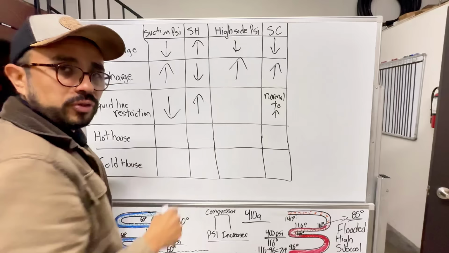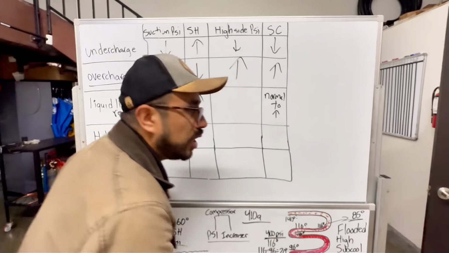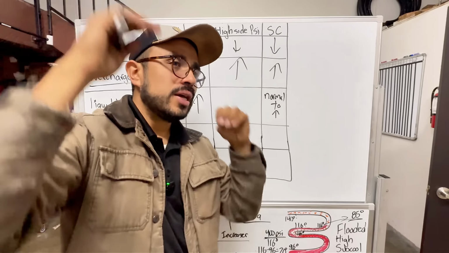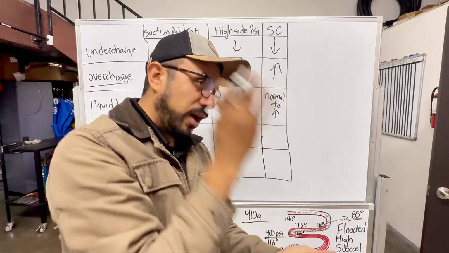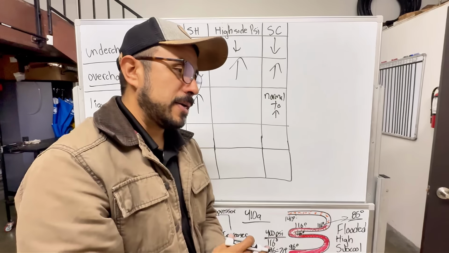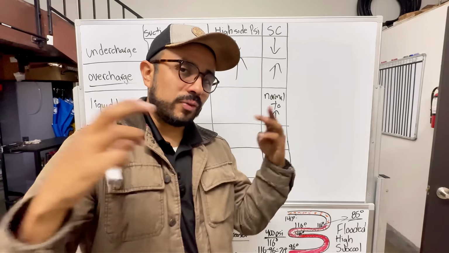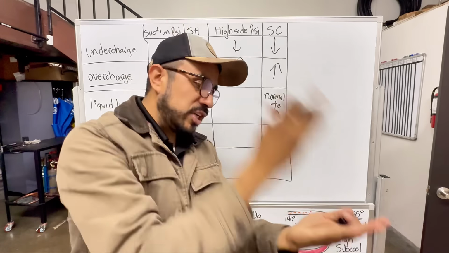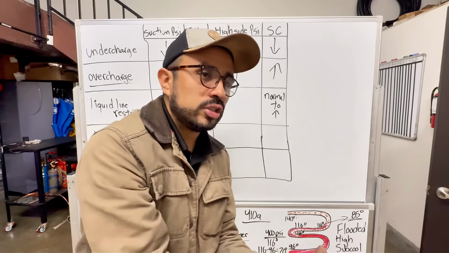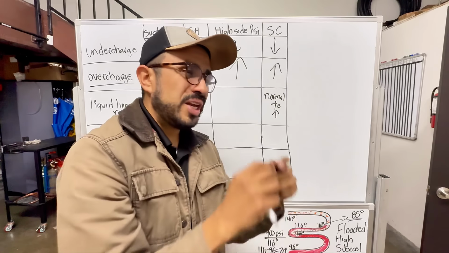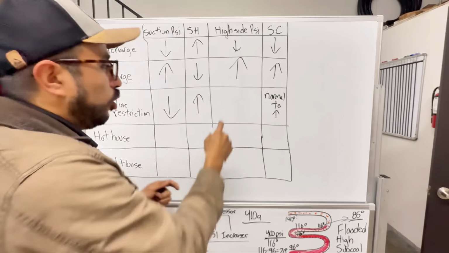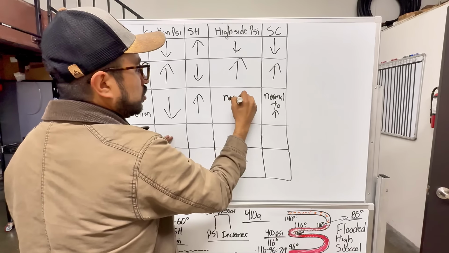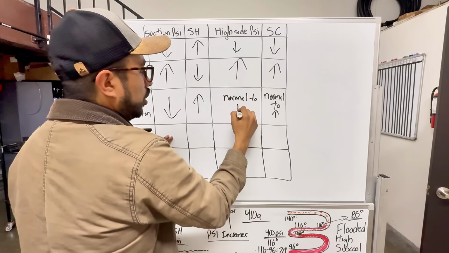My high side pressure though, a lot of people think it's gonna shoot up really high. The only time I've seen it shoot up really high is when you have a complete blockage and you have a big system with a lot of refrigerant. But typically, your restrictions are not completely zero. Your sensing bulb loses charge. It's a minimal restriction. So normally you're not gonna see this one high. This one here is gonna be normal to low.